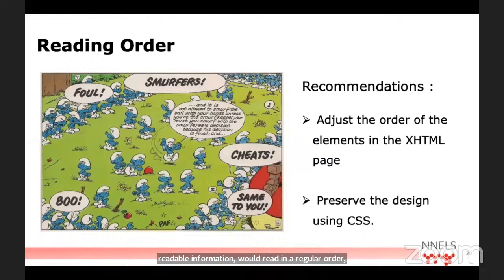It is therefore important to take time to ensure that thought has been put into the reading order for the textual content. Accessibility recommendation. The recommended best practice solution here is to adjust the reading order of the elements within the XHTML page and preserve the design using CSS. So design in CSS, semantic structure in the XHTML page.